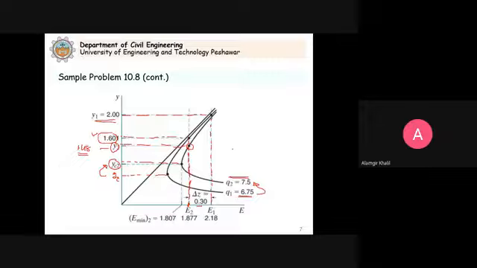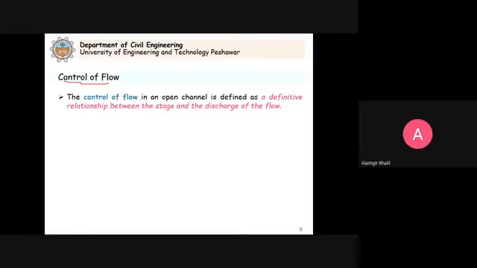So with this, now we start the next topic, that is control of flow. We discuss now the flow measurement devices. There are many devices to measure discharge in open channel, but as per our syllabus, we will focus on two important devices. Before we discuss them, the control of flow in an open channel is defined as a definitive relationship between the stage, meaning the depth of flow, and the discharge of the flow.